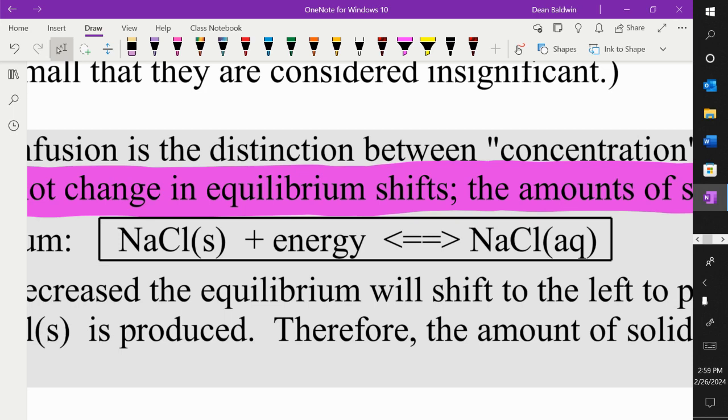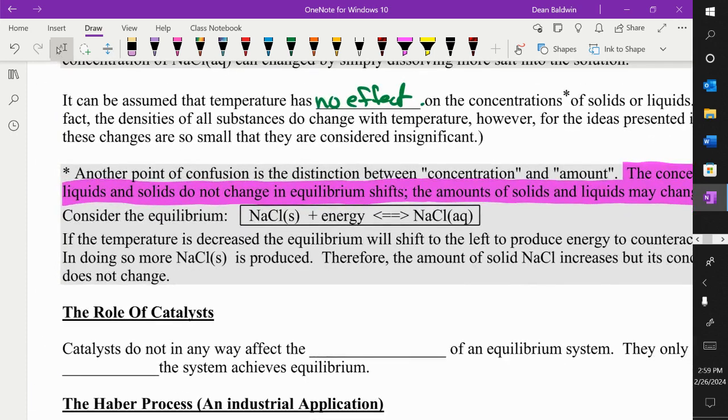This is salt dissolved in water. If you heat up water, you go this way and you dissolve more of it, yes? If you cool down water, what happens? The salt falls out of solution and sits on the bottom. So you're producing more of this. Concentration is the same, but you've increased the amount of it, okay? So just be careful about amount and concentration.